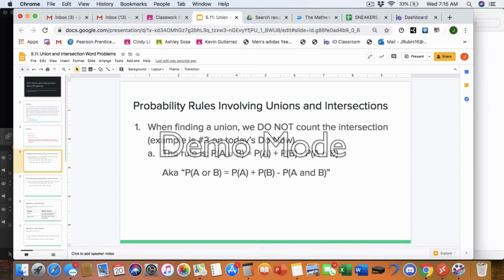Now, let's talk formulas. We learned these on Monday, but I want to review them. A union formula: the probability of A union B equals the probability of A plus the probability of B minus the probability of A intersect B. Again, thinking of the Venn diagram, the OR is everything, but the overlap in the middle is counted twice, so you have to subtract it in order to make it accurate.